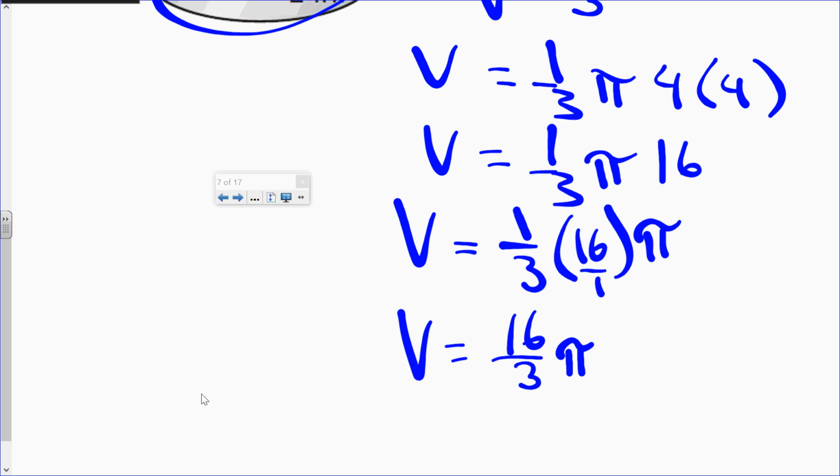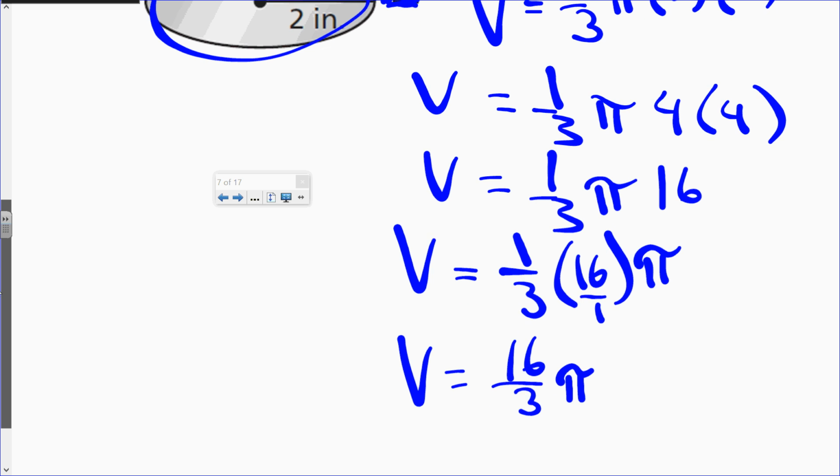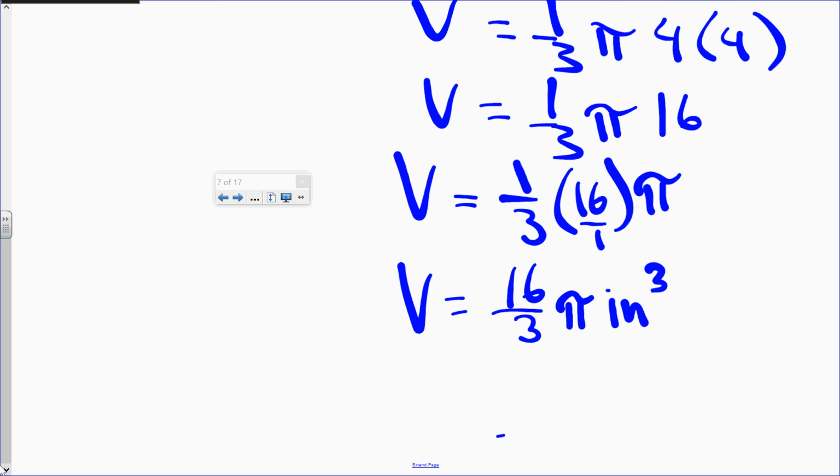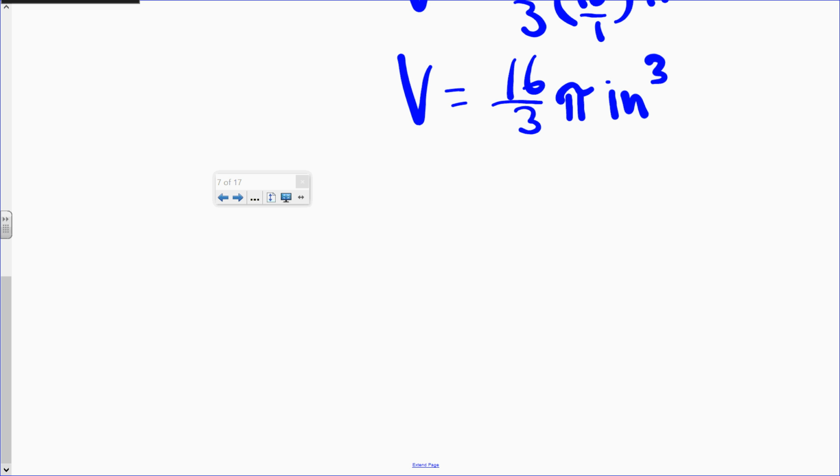Done. It's improper, but is it simplified? Can I simplify the fraction? Is there any number that goes into 3 and 16 that's the same? No. So 16/3 is simplified. So there's my volume, 16/3 pi. What kind of units here? Inches squared? Good try. Cubic inches. Look at the way I express it: 16/3 pi cubic inches. Or, if you don't like improper fractions, let's make 16/3 into a mixed number.